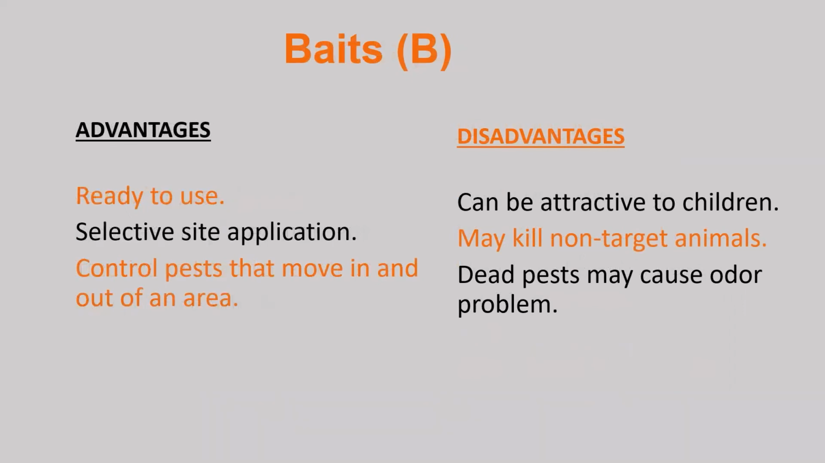Baits, you see more baits used in pest control, but the advantages are ready to use, selective site application, and control of pests that move in and out of an area. Baits can be attractive to children and animals. They see them, they want to know what they are, they pick them up, they touch them, things of that nature. And some of the baits may kill non-target animals. Not to mention dead pests can cause an odor problem.